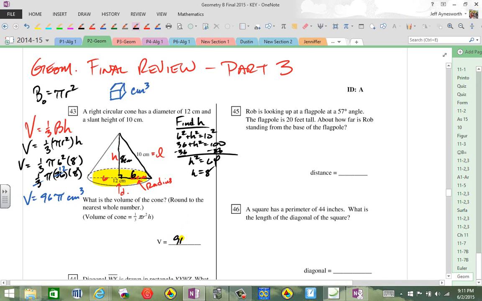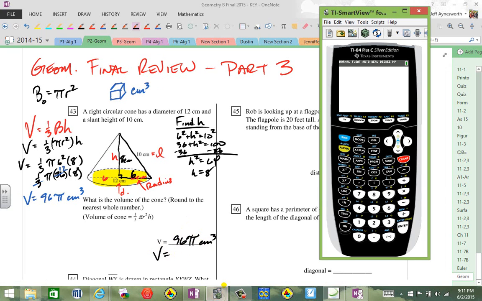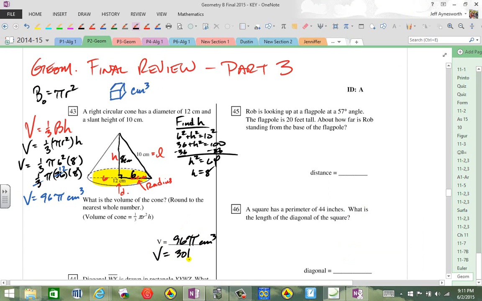So the exact answer is 96 pi cubic centimeters. As a decimal, well, then figure it out, right? Go 96 times pi. Hit the enter button, and you get about 301.6. So 301.6 cubic centimeters. And that's the volume, or the number of cubic centimeters inside of a right cylinder cone with slant height 10 centimeters and diameter 12 centimeters.